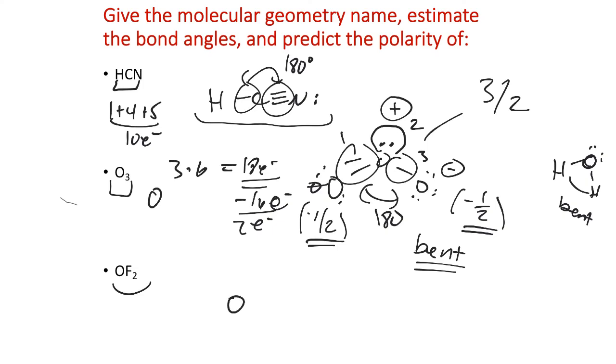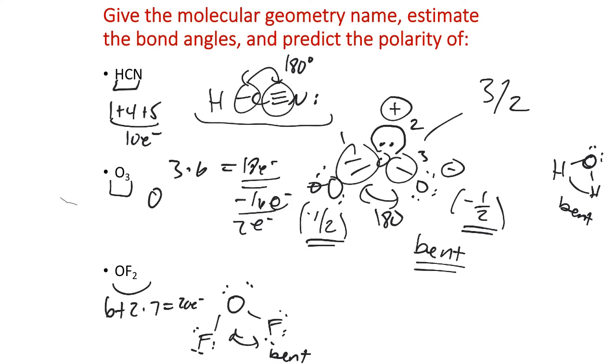OF2, very similar to water. 6 + 2 × 7, that's 20 electrons. Fluorines get their octet, that's 16 electrons, 4 electrons on the O. So bent bond, just like water, just like ozone's bond.